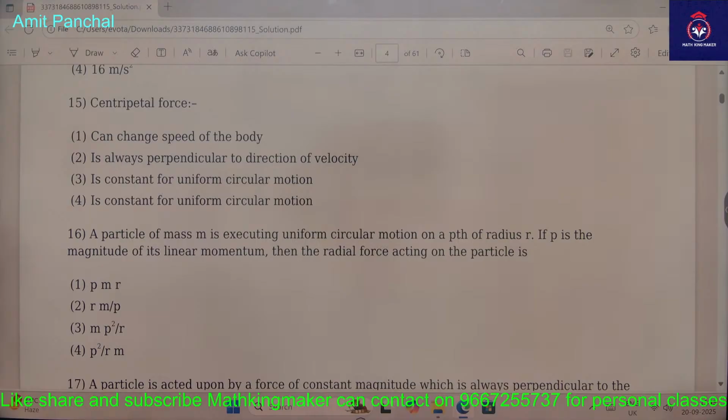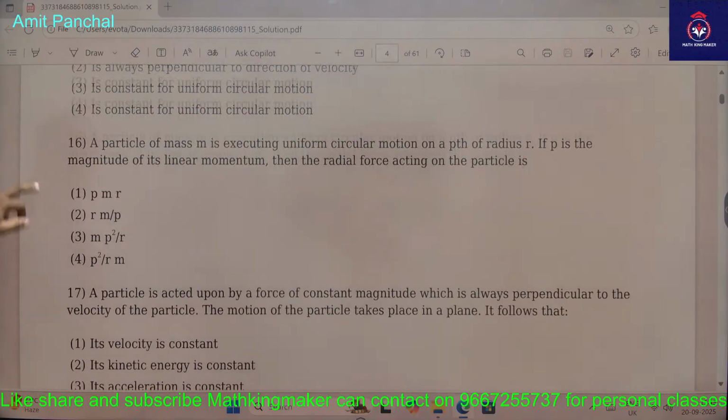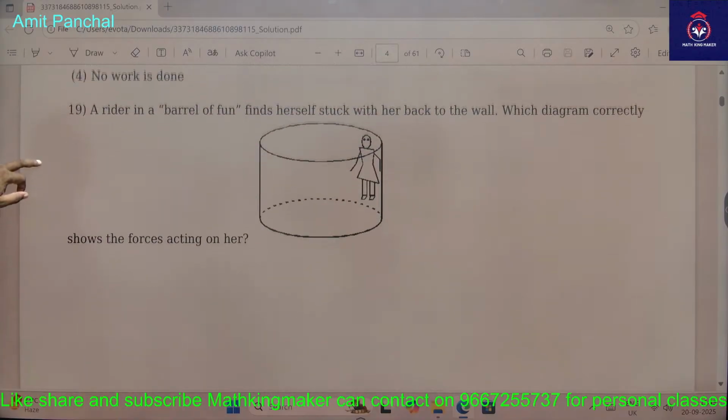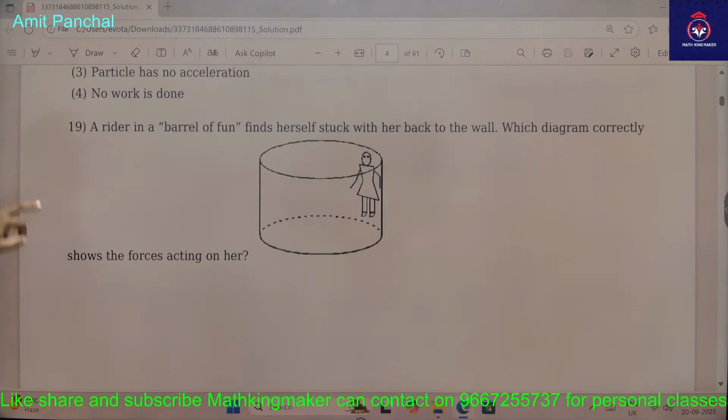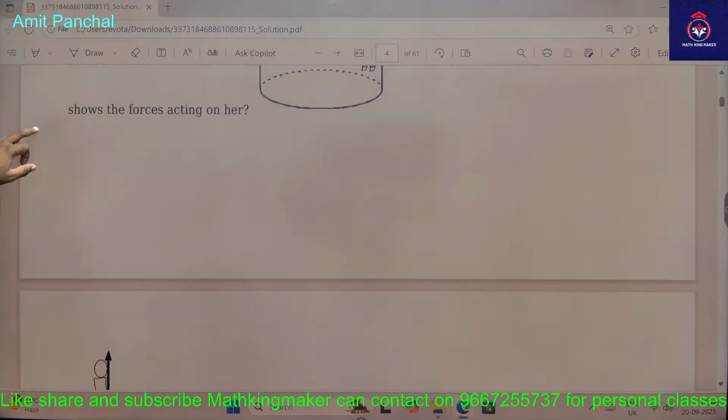And after it contains some questions. Which one? Can you explain question number 19? A rider in a barrel of fun finds herself stuck with her back to the wall. Which diagram correctly shows the force acting on her?